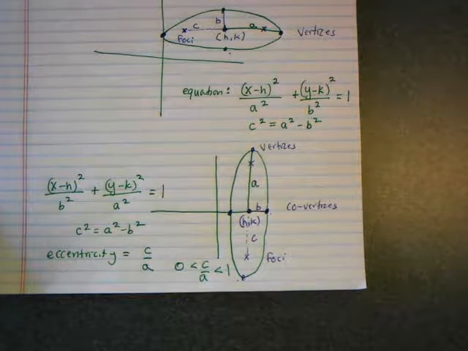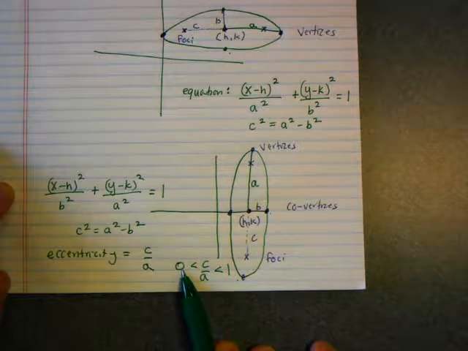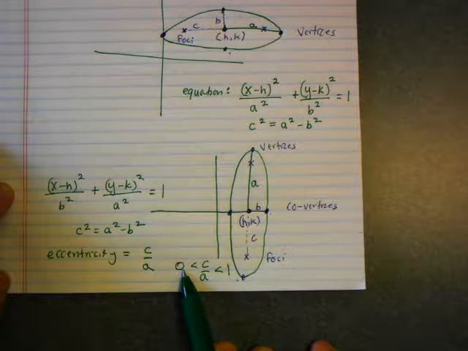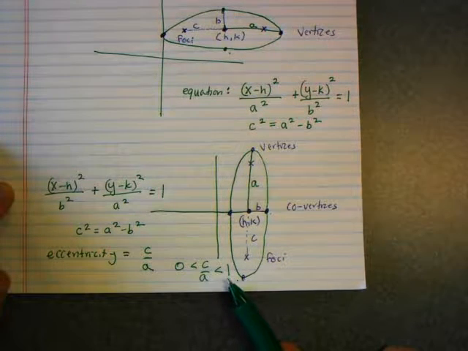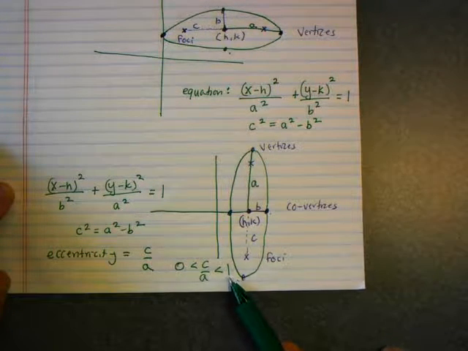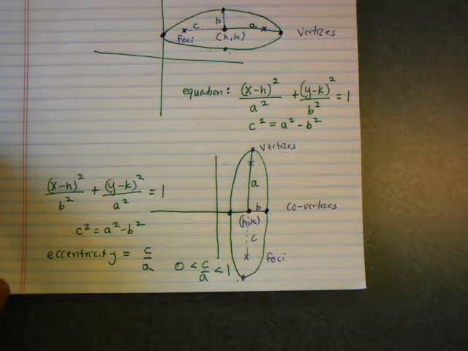So that's what the eccentricity tells us. If the eccentricity is close to 0, you have something that's close to a circle. If the eccentricity is close to 1, you have something that's not close to a circle, it's closer to a line. So that's what that number tells us. It gives us an idea of how circular the picture is.